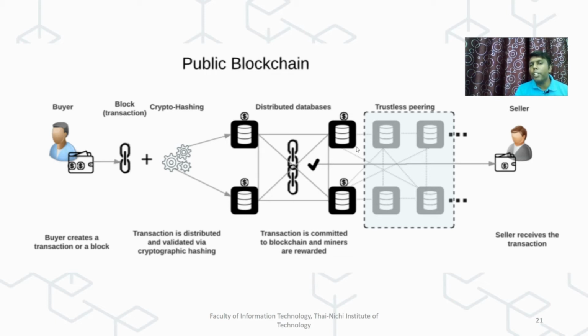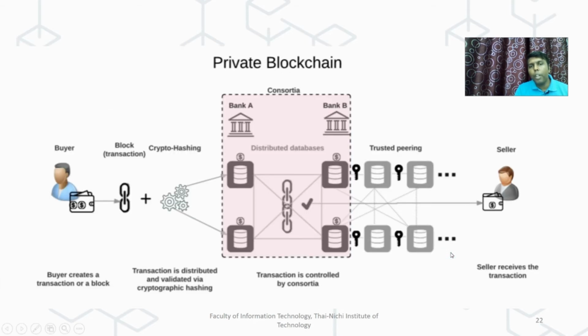What are distributed databases? It is the database which is available with each and every node in the network. Each and every node will have a database, and then it will have a kind of trustless peering. Each node will send a value which says whether the transaction is valid or not. If the valid signal is obtained from almost all the nodes of the network, then the transaction is successful and the seller will receive the money from the buyer. So this is how a transaction is done within a public blockchain.